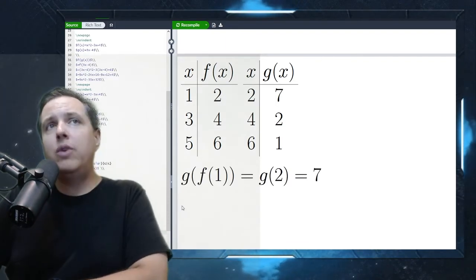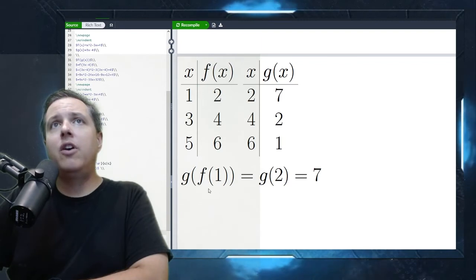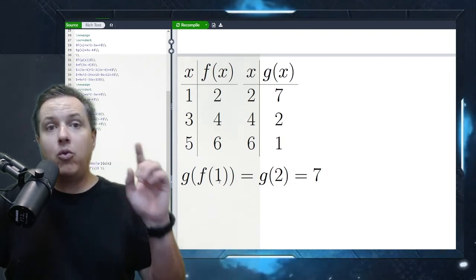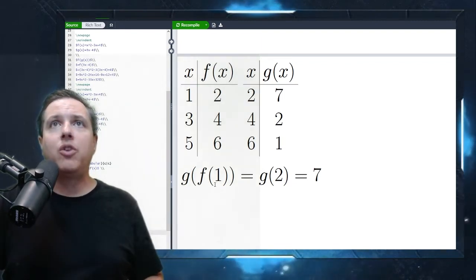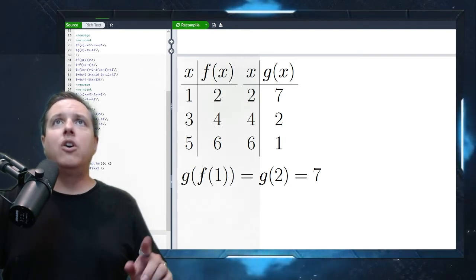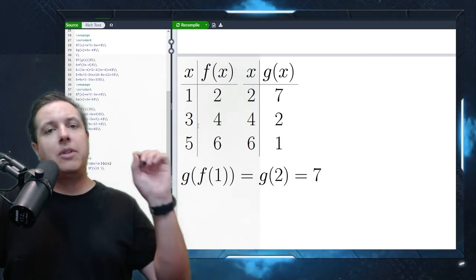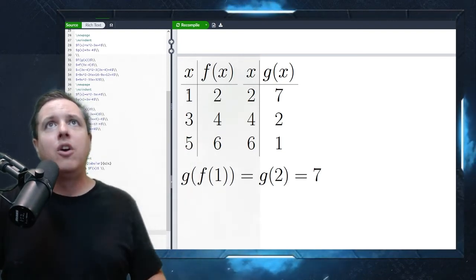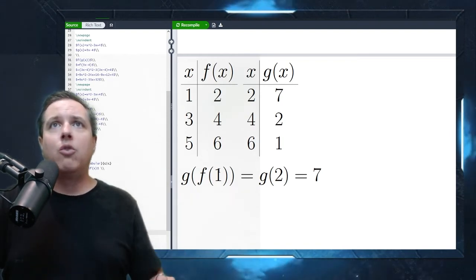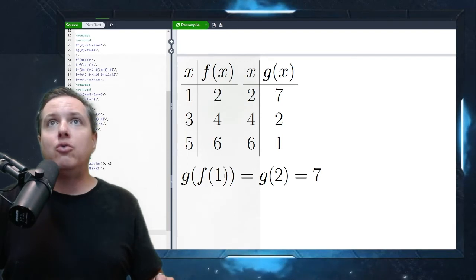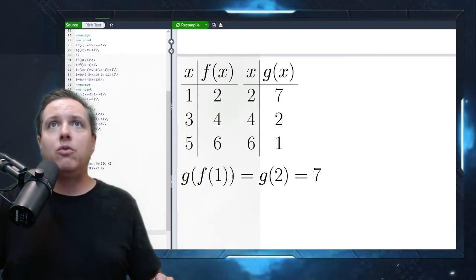Okay, so how would we deal with g of f of 1? Remember, we work from the inside out. So I'm starting with a 1, and this says I'm going to put a 1 into f. So we look at the function f, which is this first one. What happens when I put a 1 into f? Well, it looks like f turns 1s into 2s. So f of 1 is 2. So we end up with g of 2. f of 1 became 2, so we now have g of 2.